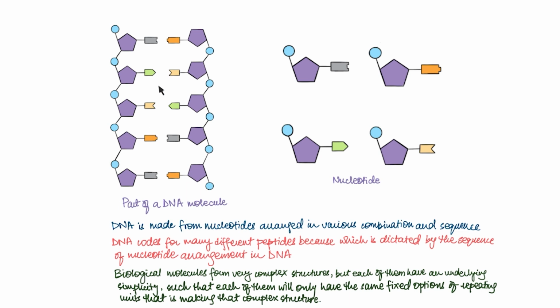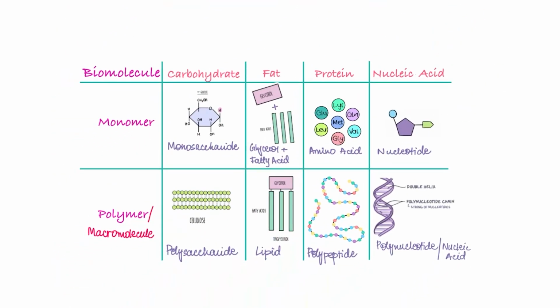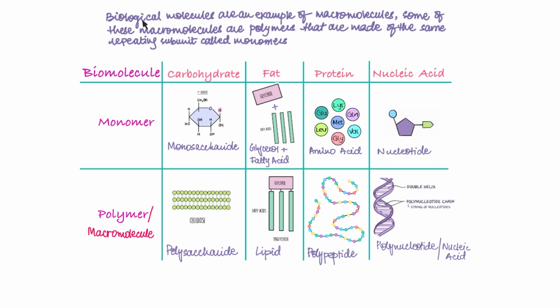So, the final structure that a biological molecule forms tends to be extremely complex and unique, but each of them has an underlying simplicity because each of them is made of the same repeating units. Now, I've mentioned these monomers and these simple units or repeating units so many times without explaining what they are. So, before you get more confused, let me go into the terminologies. Let me first summarize these terms in a sentence so that you can make sense out of it once I'm done explaining the terms. Biological molecules are an example of macromolecules.